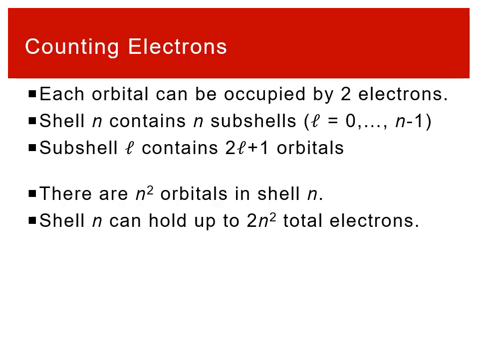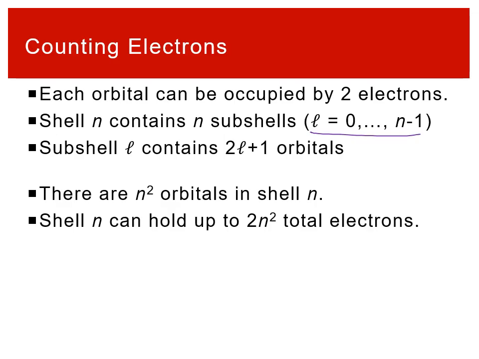Each orbital can be occupied by 2 electrons. We know that shell n contains n subshells. That comes from the relationship of those quantum numbers. We also know that subshell l contains 2l + 1 orbitals. Again, that comes from the restrictions on the possible values of m sub l. So you have a certain number of subshells, a certain number of orbitals, and then a certain number of electrons in each orbital. We can see that there are n squared orbitals in shell n. Each orbital can hold 2 electrons, so shell n can hold up to 2n squared electrons.